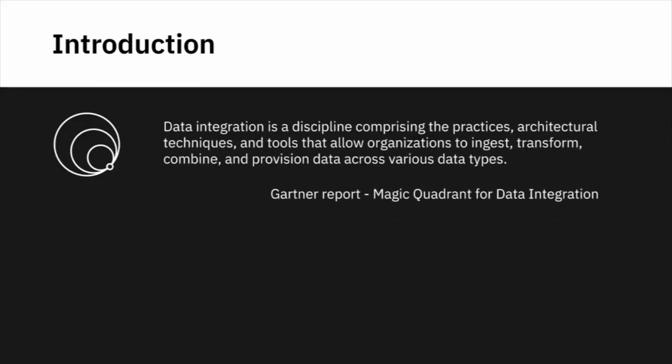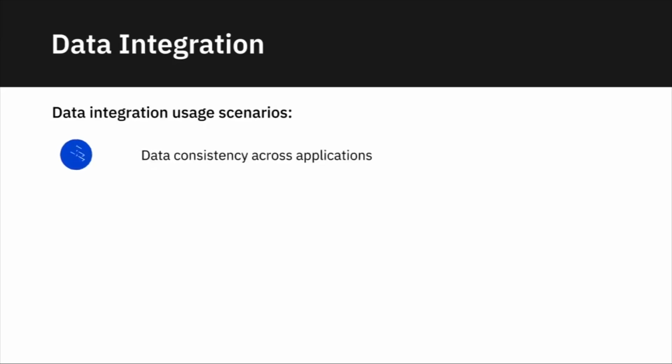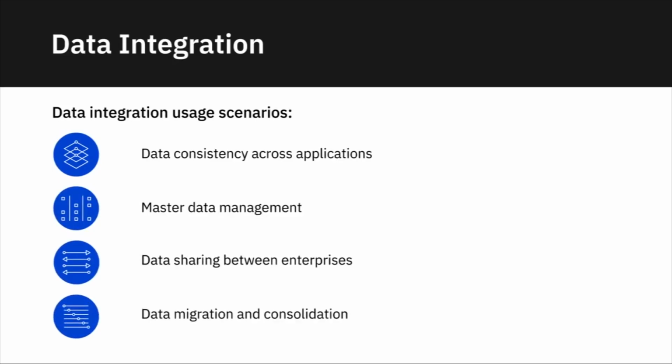Gartner defines data integration as a discipline comprising the practices, architectural techniques, and tools that allow organizations to ingest, transform, combine, and provision data across various data types. The report further explains that data integration has several usage scenarios, such as data consistency across applications, master data management, data sharing between enterprises, and data migration and consolidation.